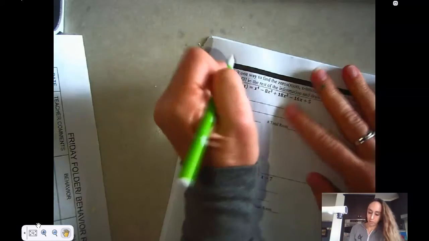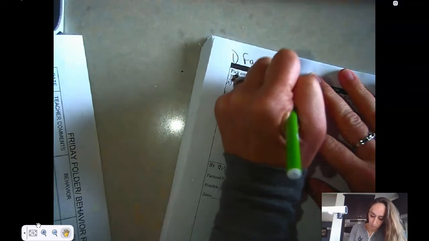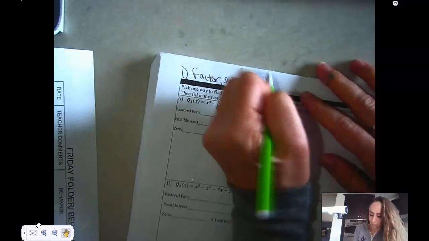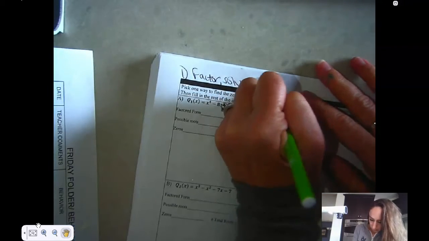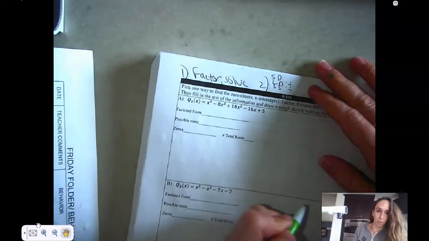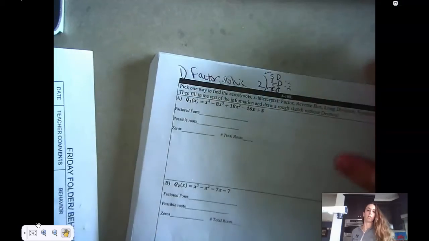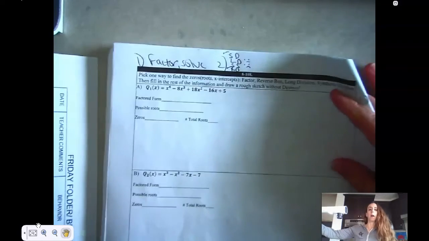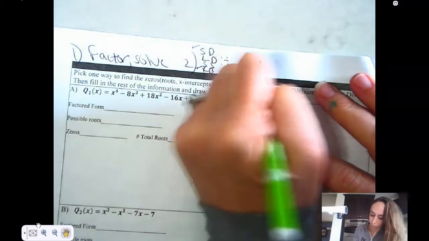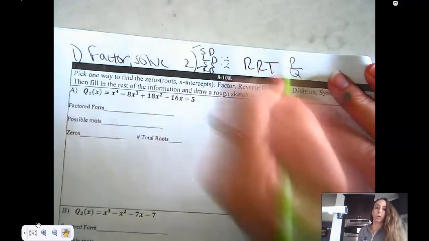You can either factor it and then solve, which I highly recommend. Or you can do that list of synthetic division, long division, synthetic substitution, and those two I think are a boo. Or you can do the reverse box. I think synthetic division and reverse box will be the most popular. But in order to do these, you have to use the rational root theorem. The rational root theorem is that PQ method that we'll go over.